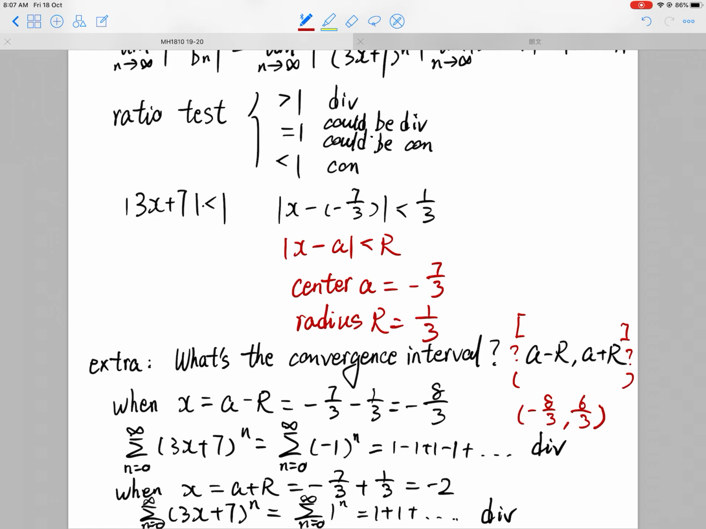So if this question asks you what's the convergence interval, you should write this down after you study these two boundary cases. But this question only asks you what's the radius of convergence, so you can stop here. It's enough.